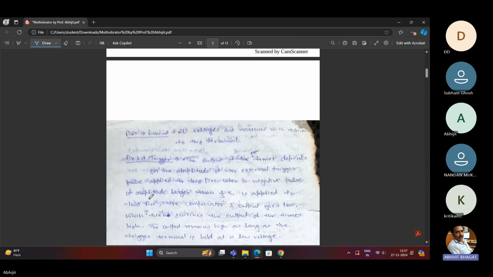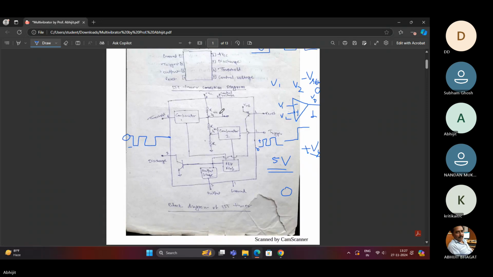When a negative pulse of amplitude larger than 1/3 VCC is applied. You can see this VCC is the supply voltage. This is a voltage divider circuit. If you supply the voltage VCC at this point, here the voltage is 2/3 VCC and here the voltage is 1/3 VCC. Due to these resistances connected in series, VCC is divided and you are getting 2/3 at this point and 1/3 at this point by using the voltage divider.